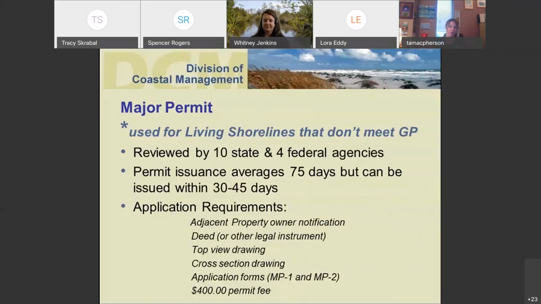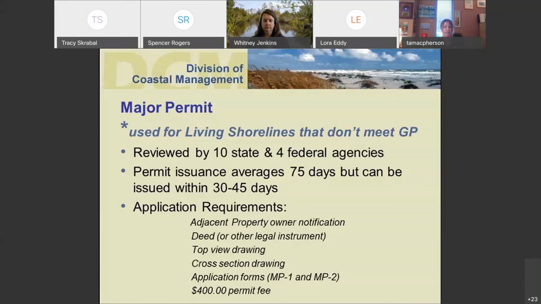For living shoreline proposals that don't meet the general permit, you have to go through what I call the major permit review process. Again, there's 10 state agencies, 4 federal agencies. They all provide comments back to our permit coordinator on your specific project. Some of their comments will be incorporated into some of the permit conditions that may be included. Again, this can average 75 days.